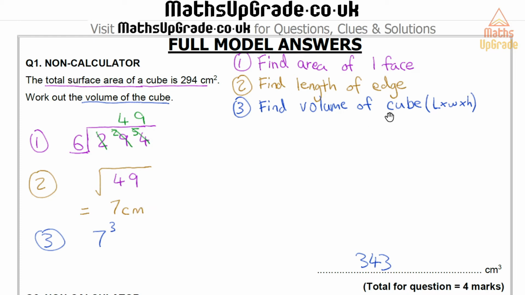To find the volume of the cube, it's quite simply a matter of doing 7 times 7 times 7, since the length, width and height are all 7, and that gives me 343 centimetres cubed. And that question there is 4 marks.